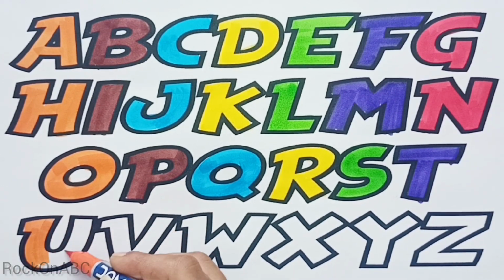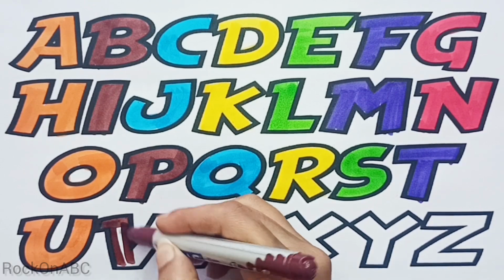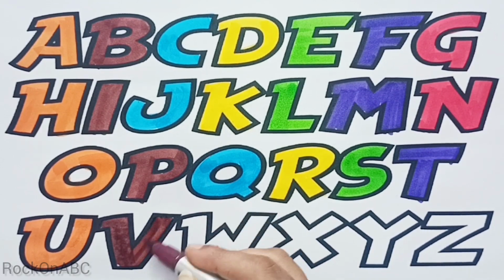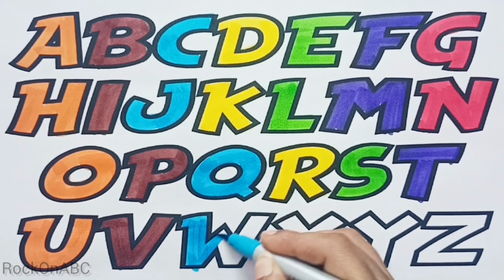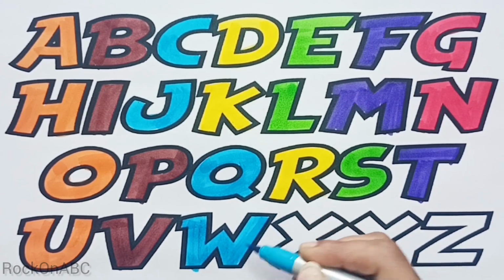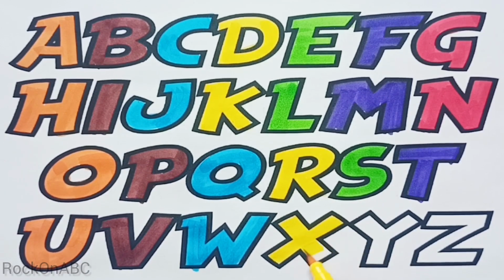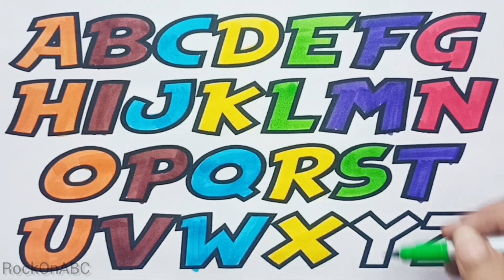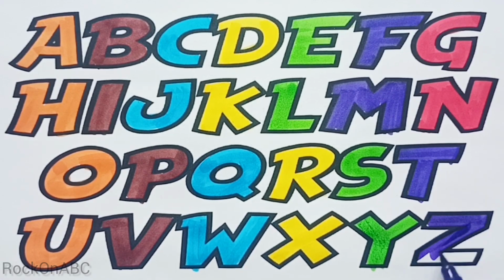U for universe. V for vision. W for wheel. X for Xmas tree. Y for yacht. Z for zoo.